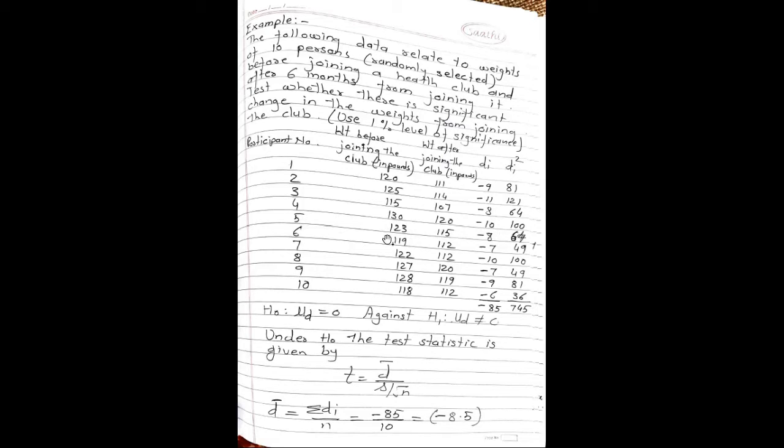115 minus 123, the value is minus 8. 112 minus 119, the value is minus 7. 112 minus 122, the value is minus 10. 120 minus 127, the value becomes minus 7. 119 minus 128, the value is minus 9. And 112 minus 118, the value is minus 6.